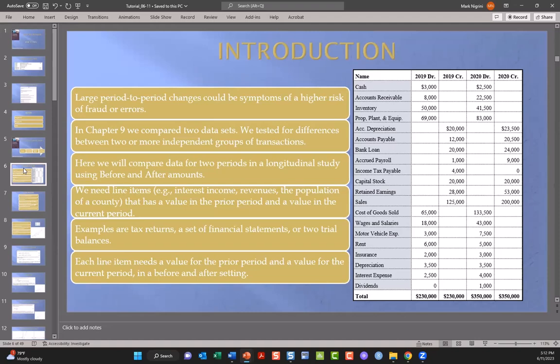So one way that we could use it is we could compare the trial balance for 2019 to the trial balance for 2020, and we could get a score saying how big the difference is, and that score will go from 0 to 1.